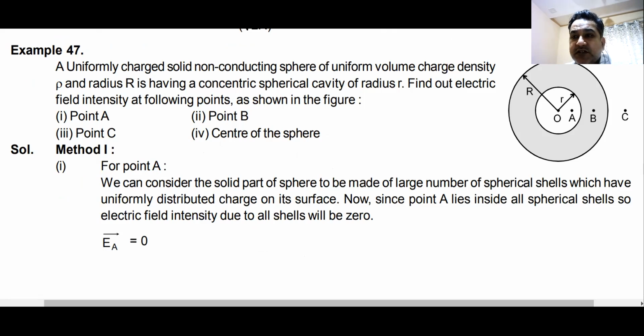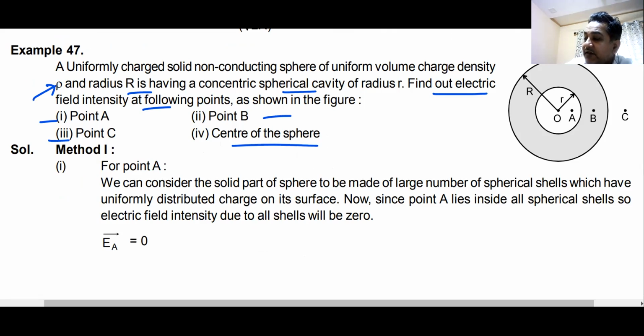Now you have this question. A uniformly charged solid non-conducting sphere of uniform volume density rho. So now charge is distributed inside this thing, and radius r is having a spherical cavity. Find out the electric field at points A, B, C, and at the center of the sphere. Center of the sphere, the answer is 0. At point A, Gauss law, you also know Gauss law. Answer is 0.